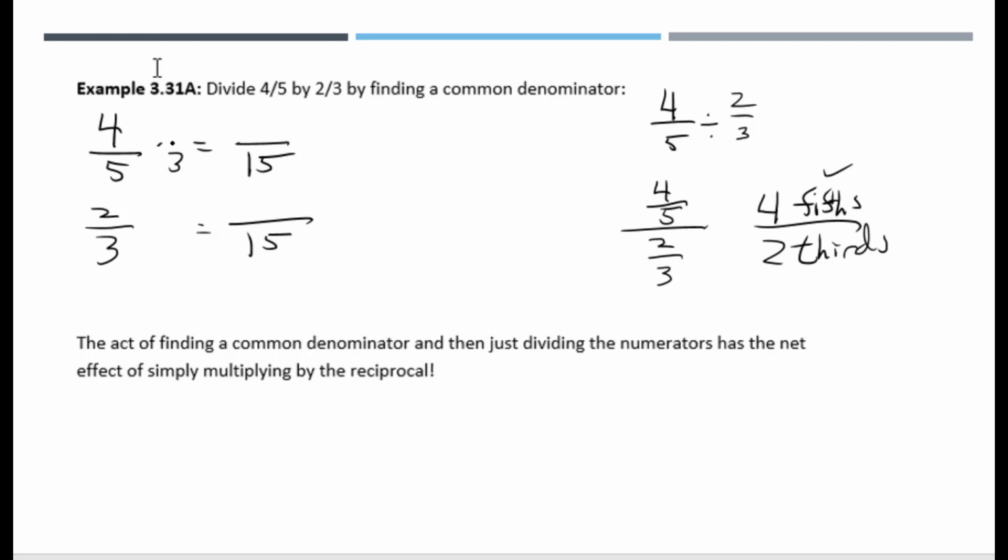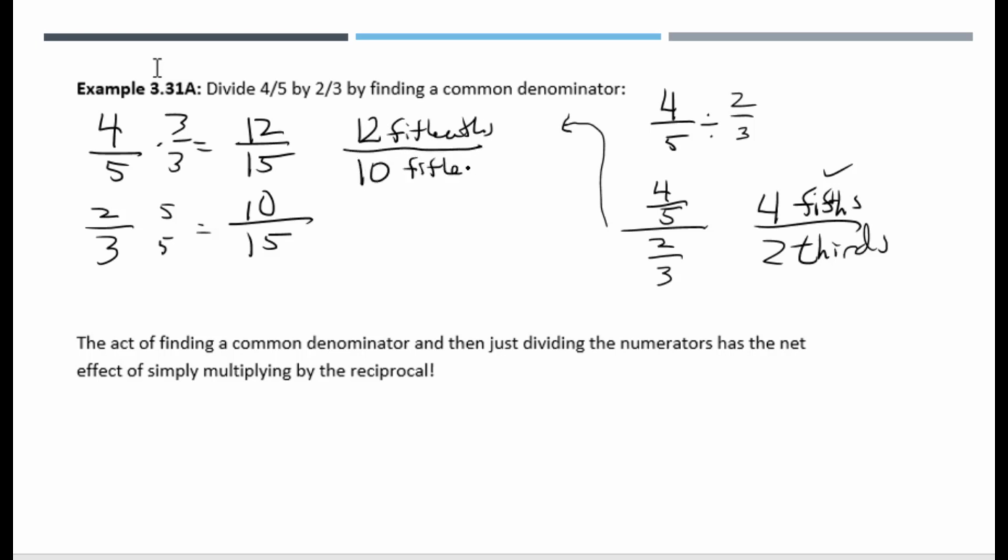So this would be 3/3, 12/15, and this would be 10/15. So back to over here, I'm going to rewrite this now as 12/15 divided by 10/15. And the 15ths cancel, and I get 12 over 10. So that's the answer.